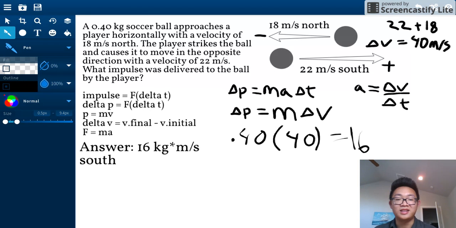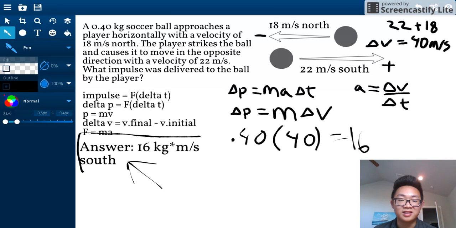We also need a direction, which is south, since the ball is moving opposite of north. And this is the answer right here. Notice that it's actually measured in units for momentum, not Newton seconds, but that's okay because that's what the textbook says. The end.